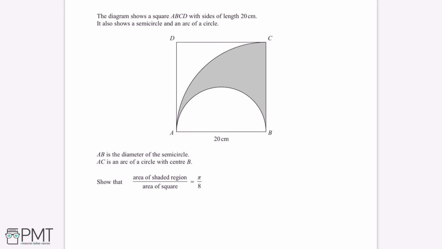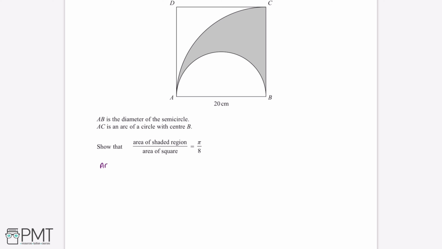So for this question, the first thing we'll need to do is work out the area of this shaded region here. Now to do this, we can work out the full area of this quarter circle ACB and then minus the area of this semicircle from the full area. So the formula for the area of a circle is pi r squared. So this means that the formula for a quarter of a circle will be pi r squared divided by 4.